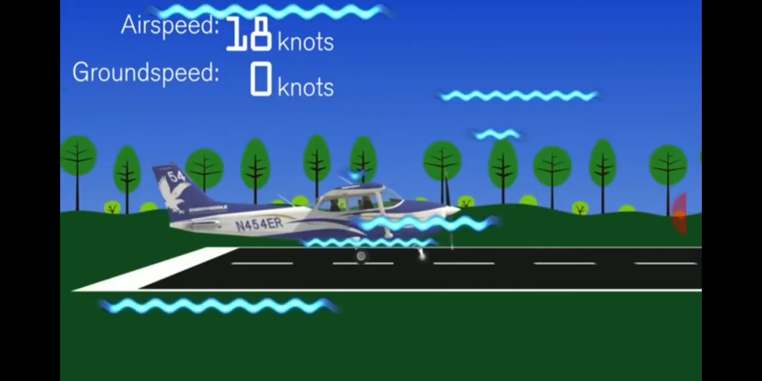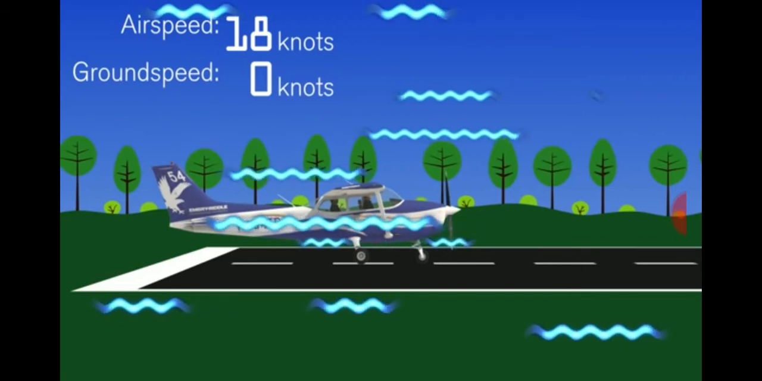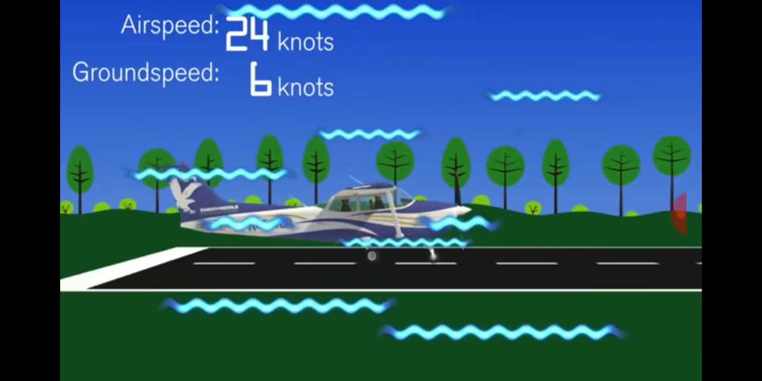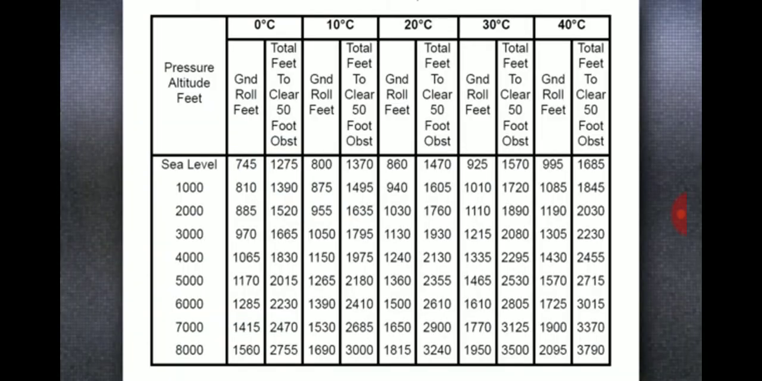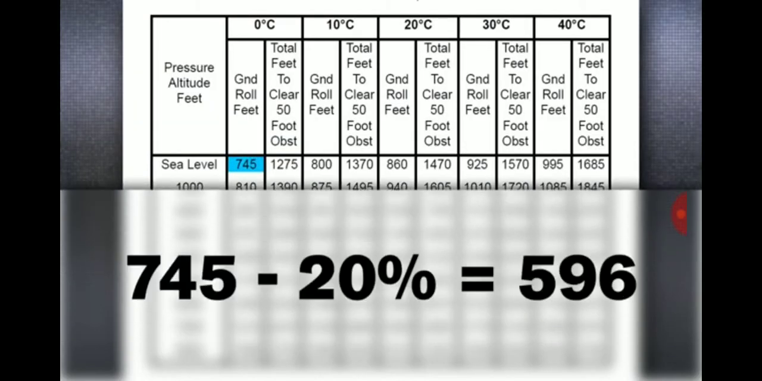If there's an 18-knot headwind, it's almost like saying the airplane has an 18-knot head start and only needs to accelerate 32 more knots to get 51 knots of wind flowing over the wings. This would reduce the runway required from 745 feet down to only 596 feet.